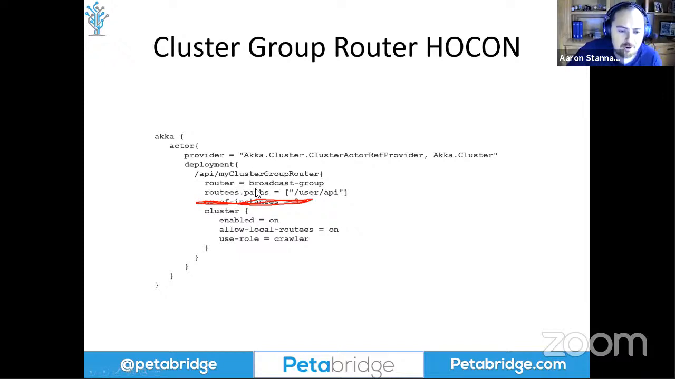But I'm going to go ahead and create a broadcast group router here, which means every recipient receives every message. I'm going to say the recipients are going to live on this location inside the actor hierarchy of the nodes who can receive this message. And I'm going to specify that those actors have to live on an actor system that has a role of type crawler down there. So that's what that means down there. All right, so that's cluster group router HOCON.